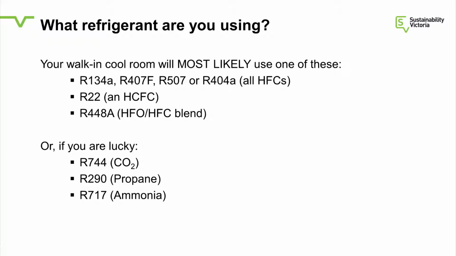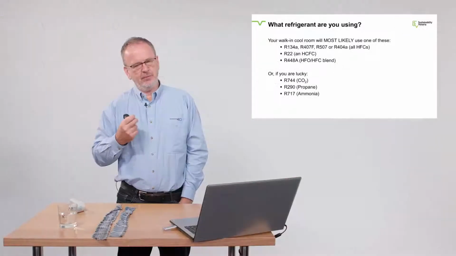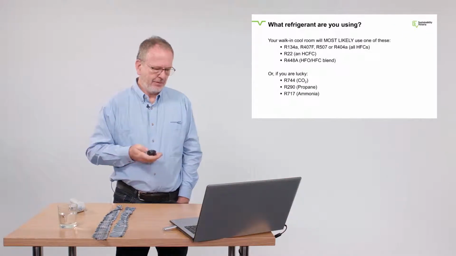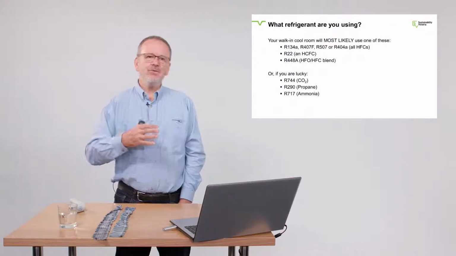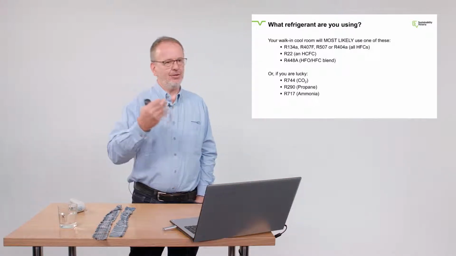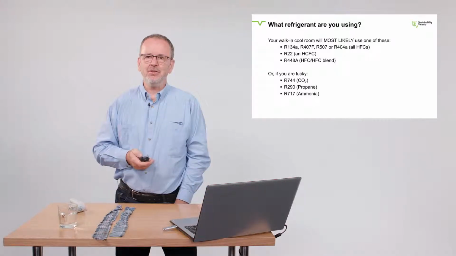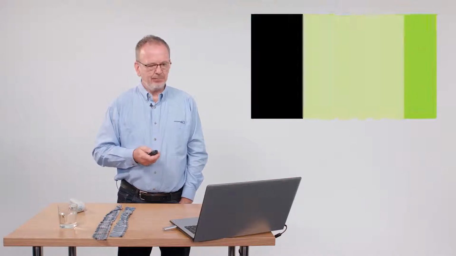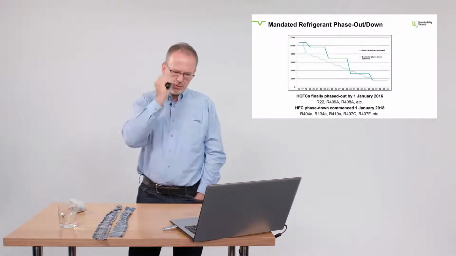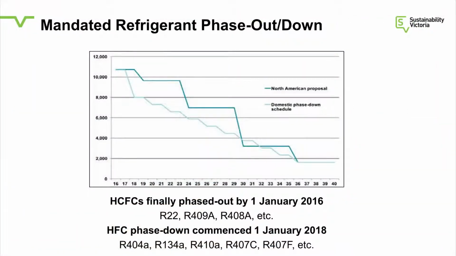And then there are a category of blended refrigerants that have come onto the market as intermediate stopgap solutions. So you might have 448A, which will see you through for a number of years. However, if you're lucky, your system might be on either carbon dioxide or something like R290, which is propane, or ammonia. Now, why is all of this so important is because of what you see on the slide now, which is the phase down of refrigerants. As of 1st of January of this year, of 2018, all HFCs have commenced a phase down.